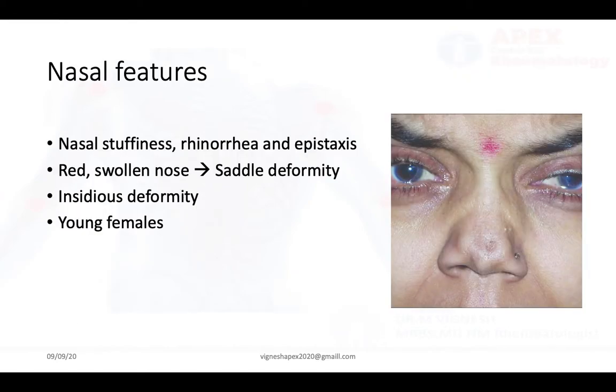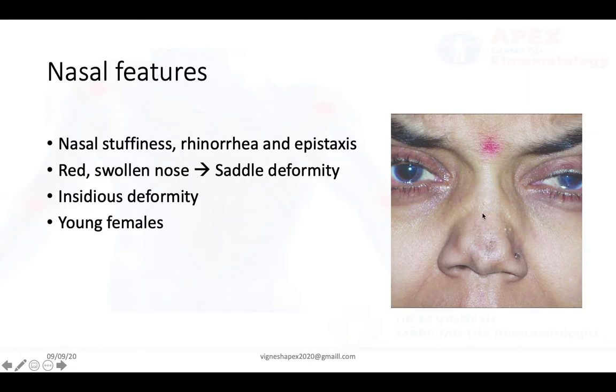Next we move on to nasal features. So again you have inflammation of your nasal cartilage. Sometimes you get to see an inflamed nose with inflamed cartilage seen through the anterior nares, but majority of the time you don't see any very prominent inflammation. You just have symptoms like nasal stuffiness, rhinorrhea, and epistaxis. Sometimes the nose would be red and swollen, as I said, and that will in turn lead into a saddle deformity. And sometimes we would not see a red and swollen nose. Straight away you would find an insidiously developing deformity.